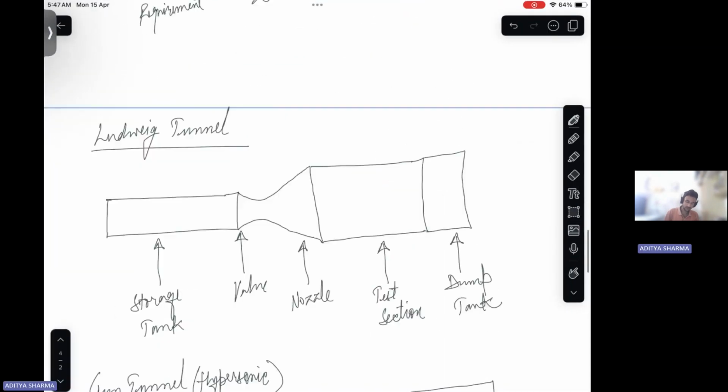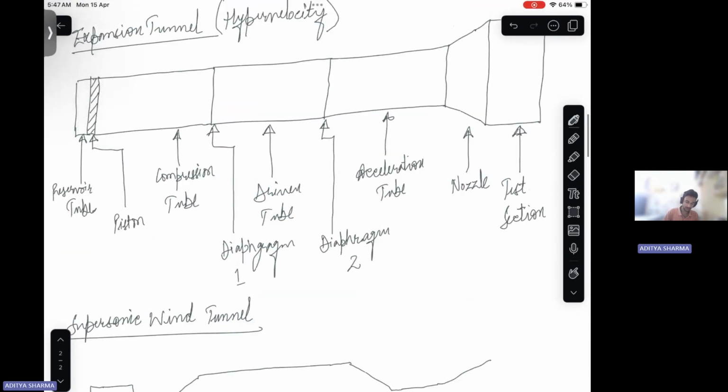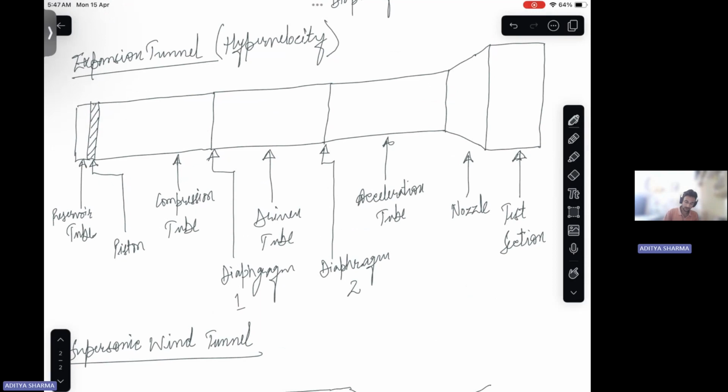So this is about the expansion tunnel, which we have discussed. If you see this expansion tunnel, this is our secondary diaphragm. The question asks about the test gas, which is in this region.